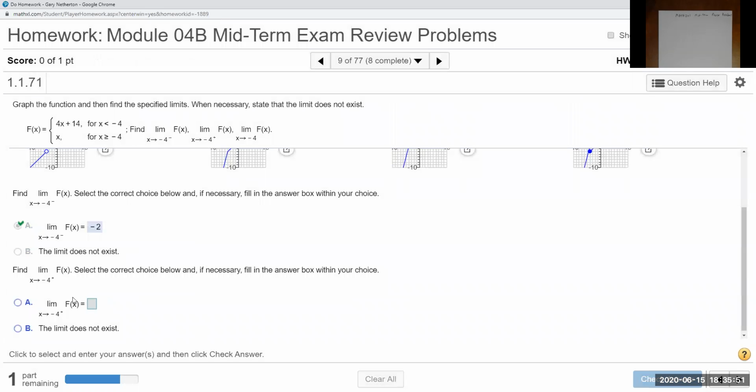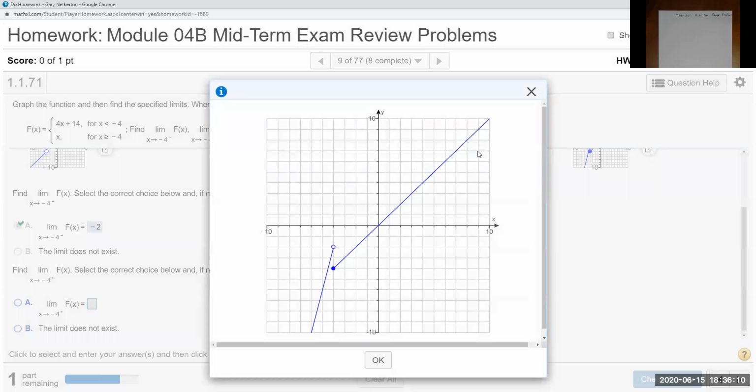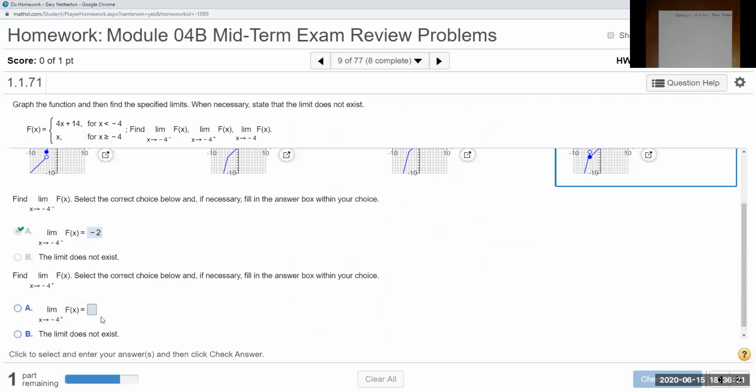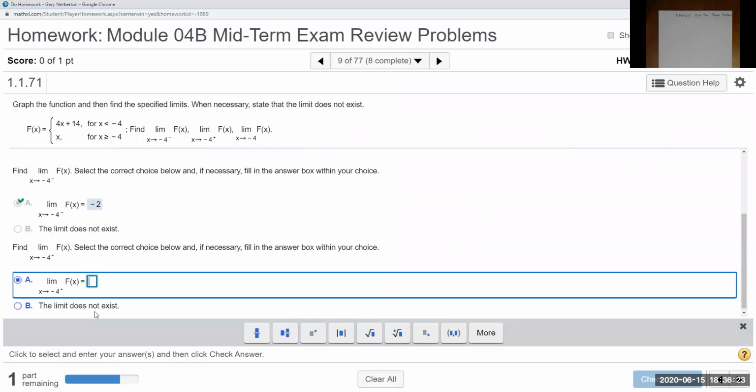And then the next problem says, what's the limit as x approaches -4? But I've got the little plus here. So now it's only asking me to look at the limit as x approaches -4 from the right side. So I go back to my graph, and I say, okay, as x approaches -4 from the right side, what's the function approaching? -4. Looks like the answer to this one is -4.